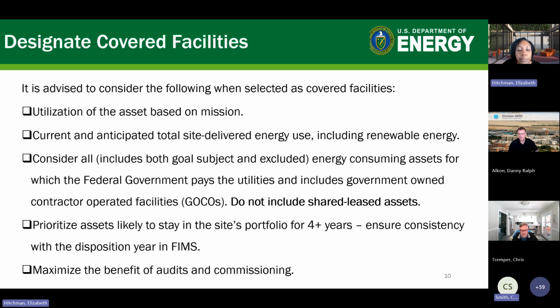In general, keep covered facilities consistent during the 4-year period. But if changes are needed, please reach out again to the program office or SPO for advice.